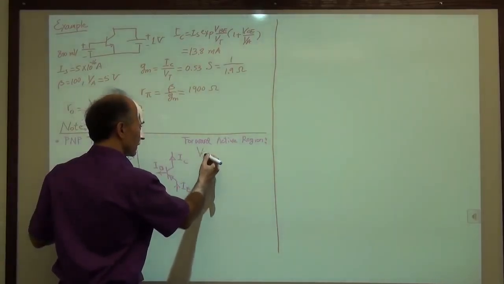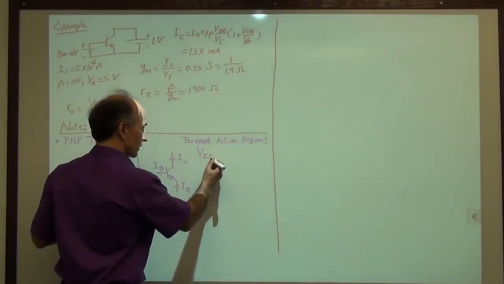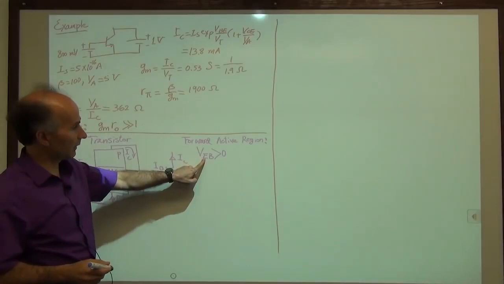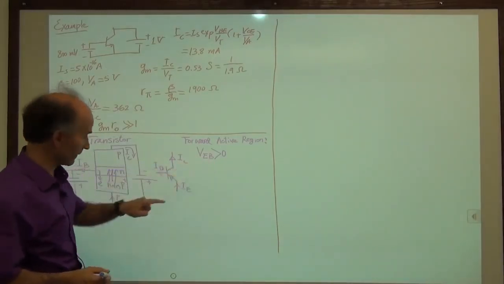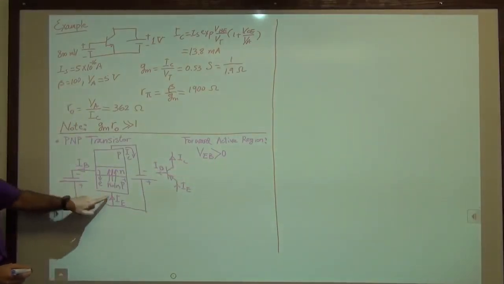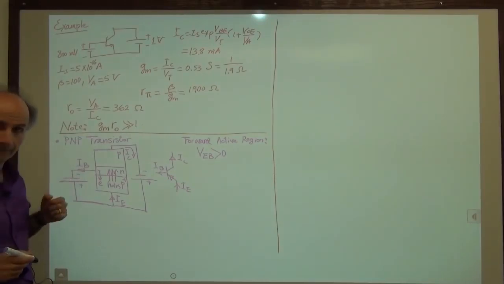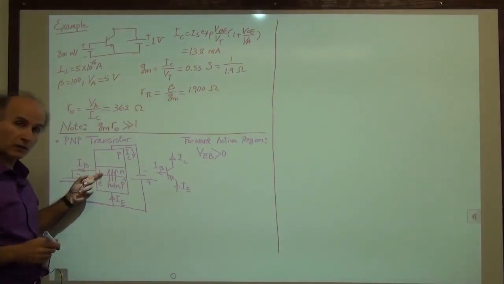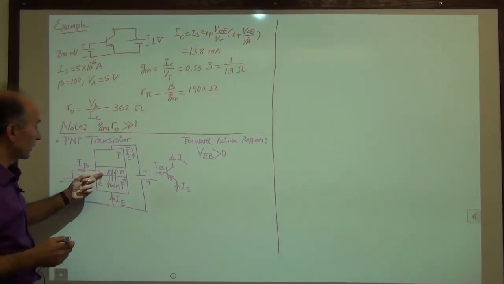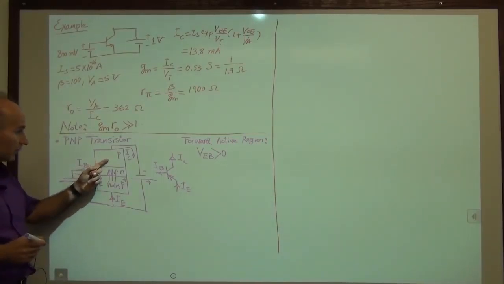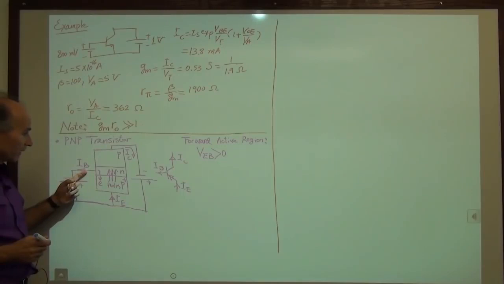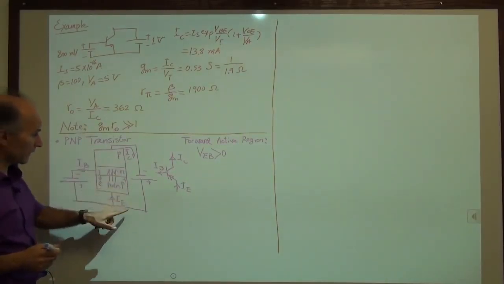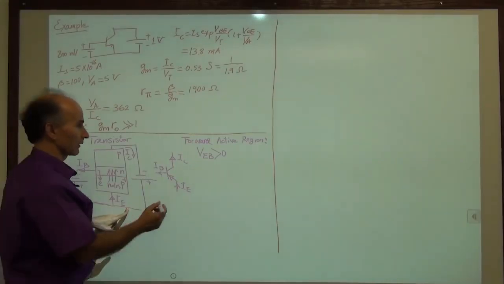We say VEB must be greater than 0, meaning that the emitter has to be more positive than the base. And now, for the base collector junction, for it to be reverse biased, we need the collector to be more negative than the base. Or as we saw before, the collector must be more negative than the emitter.